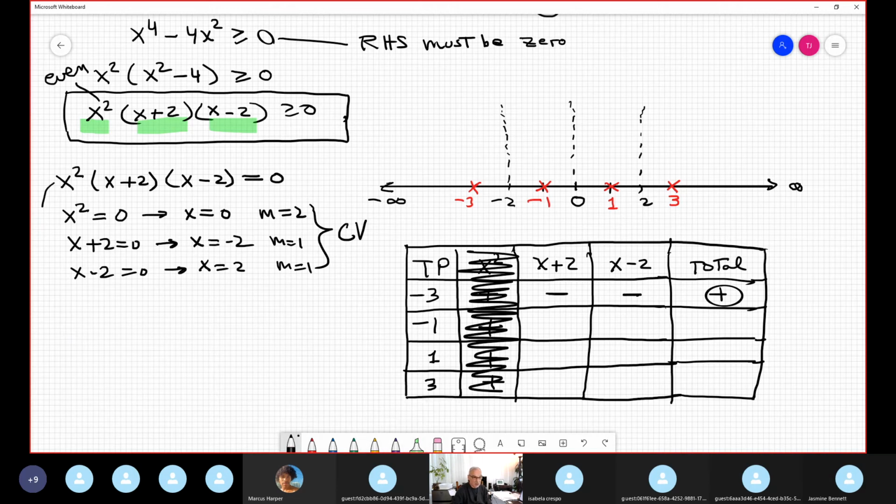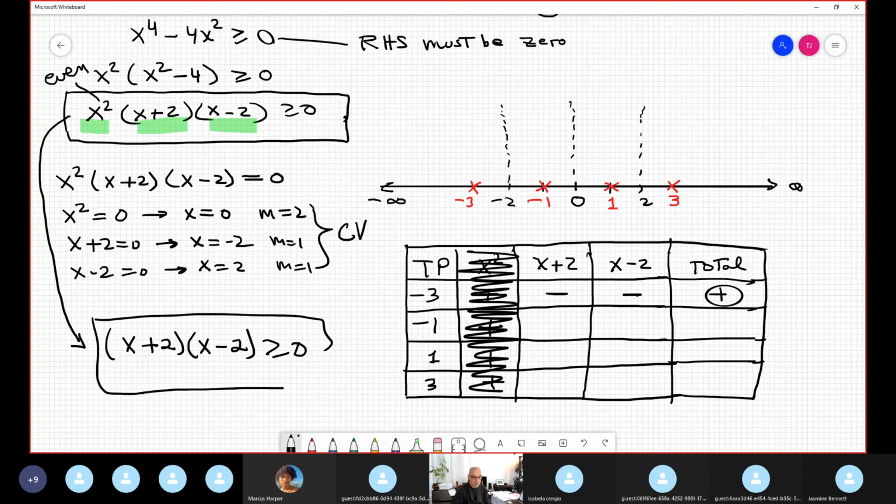Now, this inequality, oh no, this is an equation, sorry. This inequality is equivalent 100% to this. So the solution for this inequality and the solution for this inequality is the same. Okay? This is not too easy. I want to explain in more detail, but not today. Next time. Let me finish this one.